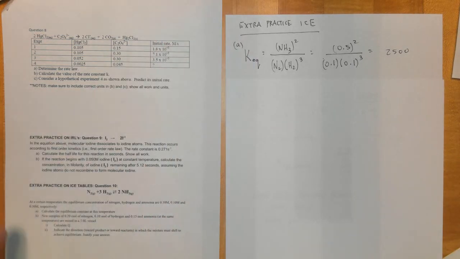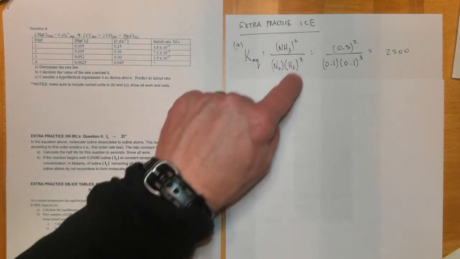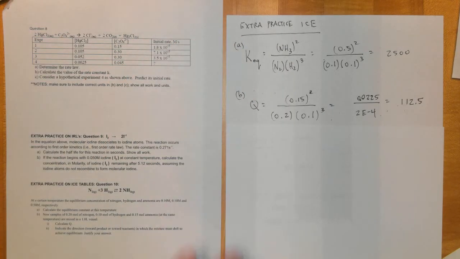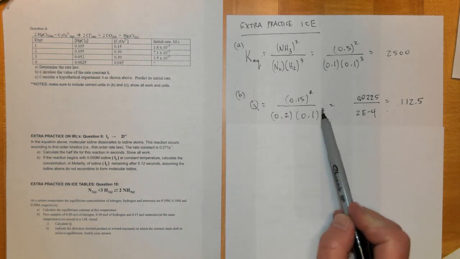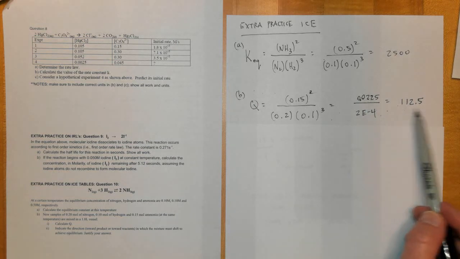Then in letter B it says new samples are put out, and we have different amounts, and it says calculate Q. So Q is the same equation right here, but it's not at equilibrium. And so putting these numbers in now, square, cube, division, this is what I get on the top, this is what I get on the bottom, I get 112.